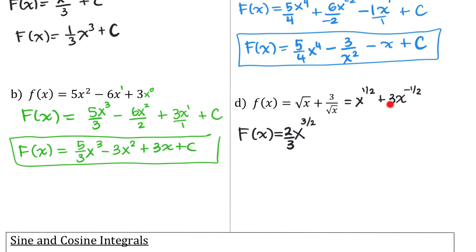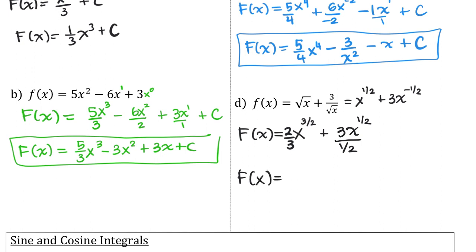Okay, let me look at the next exponent. I have 3x to the negative 1/2. I'm going to add 1 to the power. So negative 1/2 plus 1 is negative 1/2 plus 2/2. That's going to make it positive 1/2. 3x to the positive 1/2, and I'm going to divide by the new power, which is 1/2, which I might want to do in my head, but I'm not going to. Okay, you could do that in your head eventually.